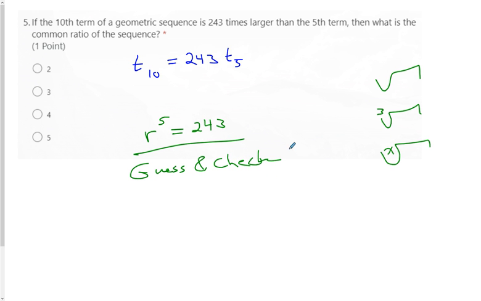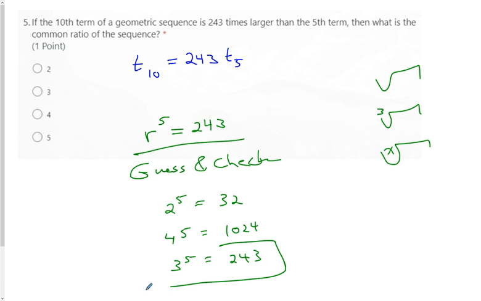Let's just do a guess and check. So we'll say some number to the 5 equals 243. Let's try 2 to the 5. It's 32. So no, that's no good. Let's try 4 to the 5. It's 1024. So that one's no good. Let's try 3 to the 5. It's 243. Oh, so there it is.